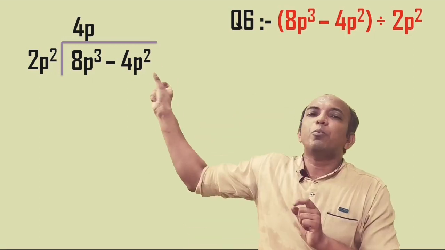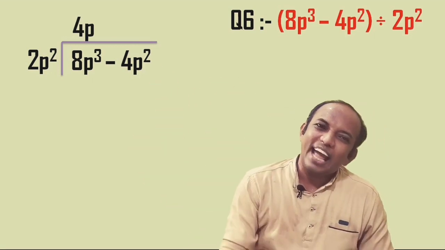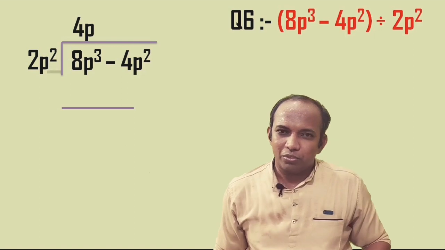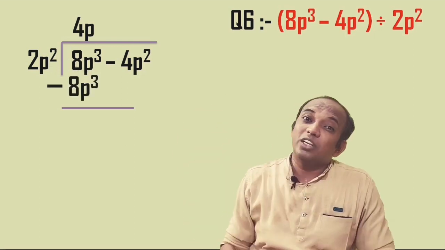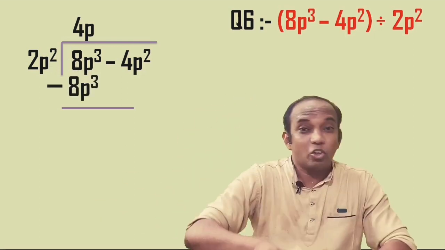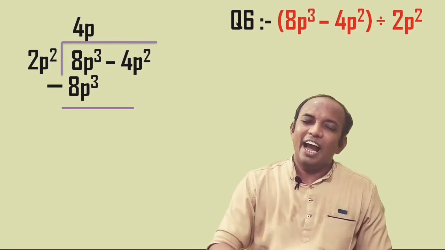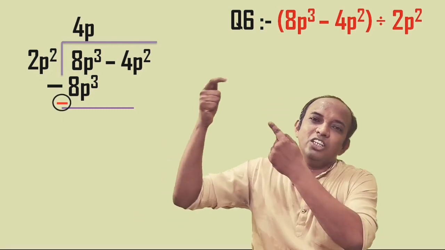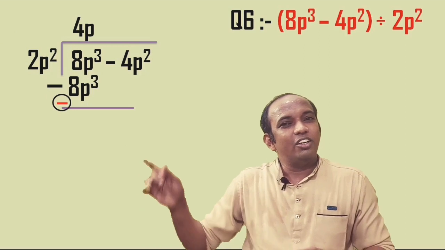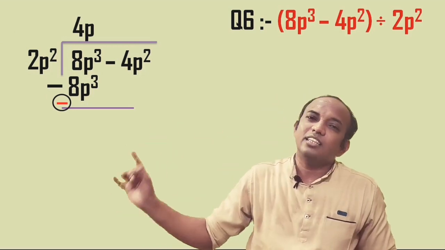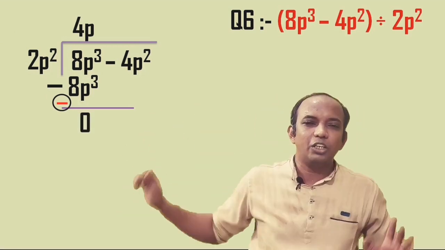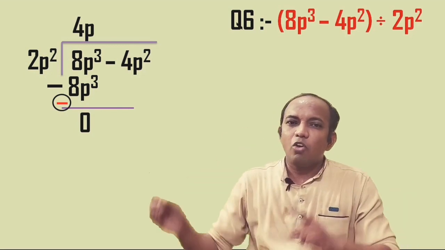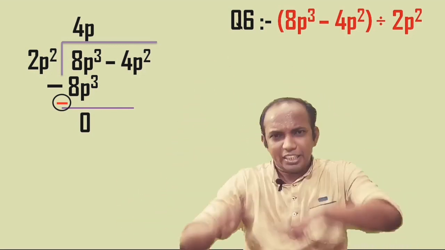After this, 4p will be multiplied by 2p square. As a result we get 8p cube, right? Do not forget to give the subtraction sign of the division, due to which we will have a change of sign, that is negative to the 8p cube, and as a result after subtraction we get 0. Okay, now which is the next term now? Negative 4p square. Take it down.